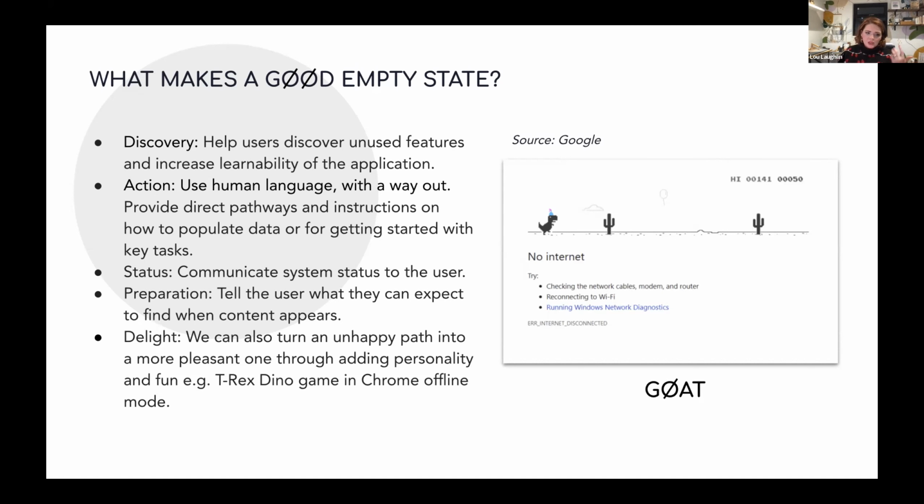As well, with empty states, we know error states fall into this. So, status. Communicate the system status to the user. If you provide nothing, they're going to think I'm broken, or the system's broken. Give them some sort of report on the status. There's also preparation. You can utilize empty states to prepare the user for what to expect when the content appears. For example, in inboxes, I've seen "messages will appear here when X," etc.